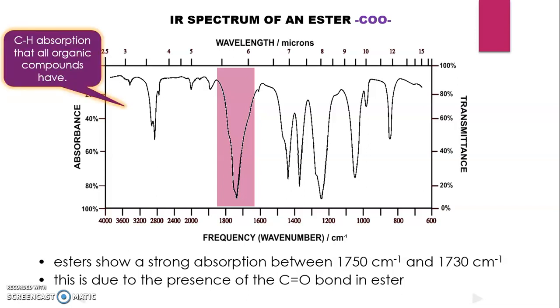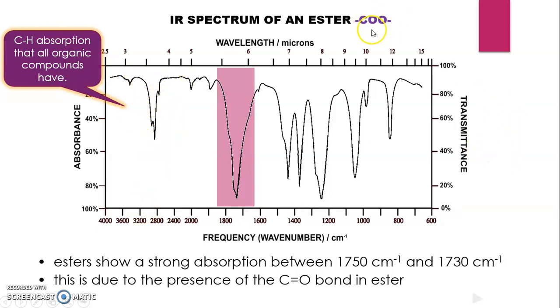And you notice that in the higher end of the spectrum, there is a medium dip. That is due to a carbon-hydrogen absorption that all organic compounds have. So basically, for all organic compounds, from above 2800 to about 3000 or 3200, you should expect to see some kind of absorption in IR.